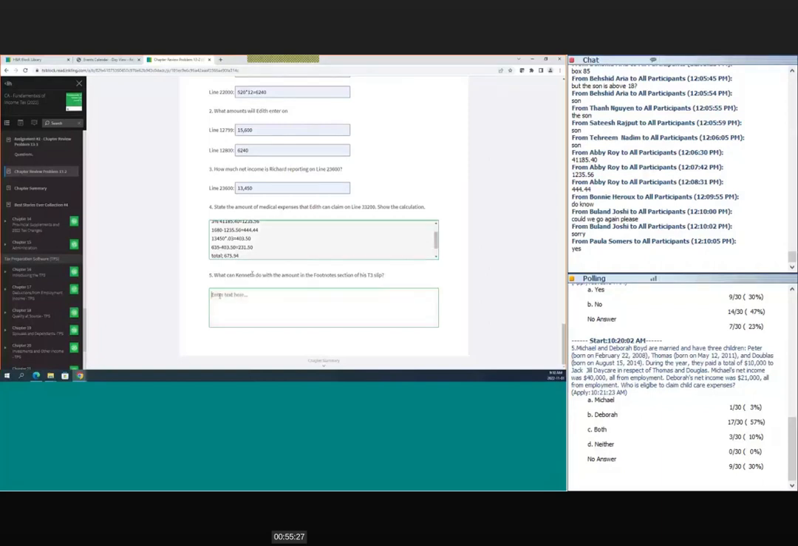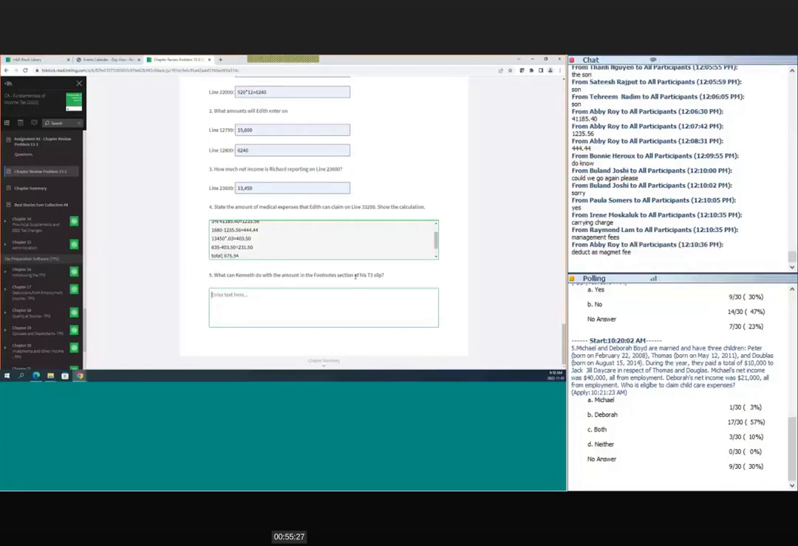So let's go to the last question. What can Kenneth do with the amount in the footnote section of his T3? Do you remember I pointed that out when we were looking at his slips? What is in the footnote section, and what can he do with that amount? Exactly. Thank you. Deduct his management fees, right?